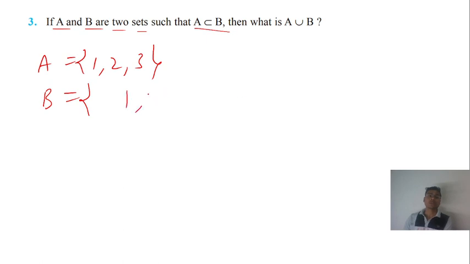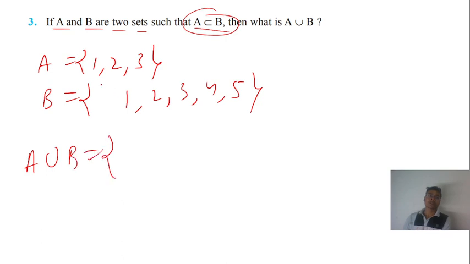So we will write 1, 2, 3, 4, 5. As you can see that A is a subset of B, and when you find A union B, you write all the elements of A, 1, 2, 3, and all the elements of B, keeping in mind that none of the elements is repeated twice or more times.